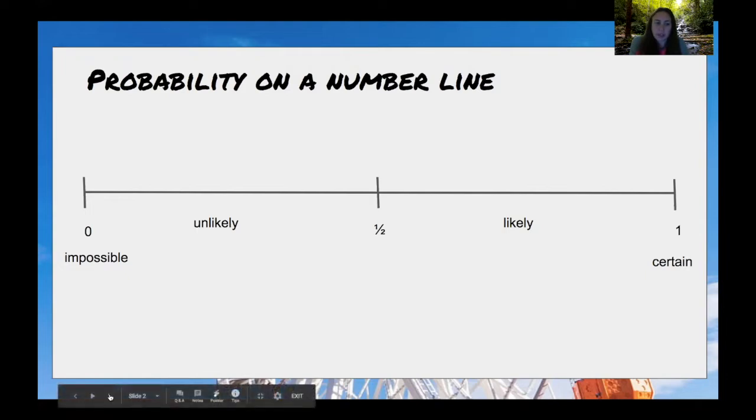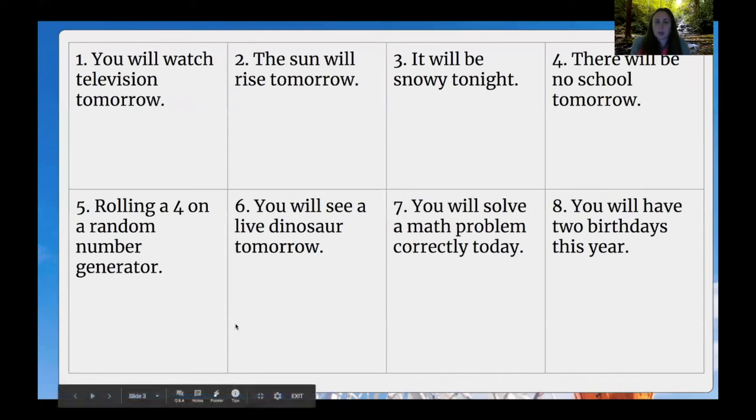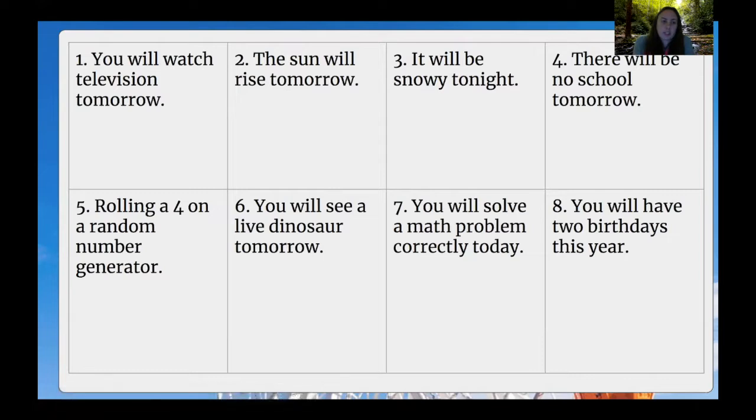on our number line. So looking at the words impossible, unlikely, likely, and certain, we are going to sort through some phrases. The first one, you will watch television tomorrow. Number 2, the sun will rise tomorrow. 3, it will be snowy tonight. 4, there will be no school tomorrow. 5, rolling a 4 on a random number generator, which is dice. 6, you will see a live dinosaur tomorrow. 7, you will solve a math problem correctly today. And 8, you will have 2 birthdays this year.